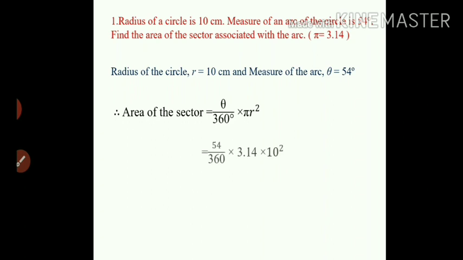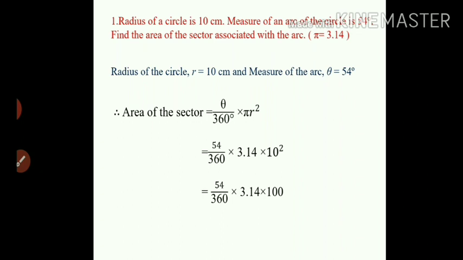You see, I will substitute the value. Theta is given 54 upon 360 multiplied by pi is 3.14 multiplied by r square is 10 square. Now see, from here students, you can carry out the simplification in the easiest manner or whatever way you can. See what I am doing first. 54 upon 360 I am writing as it is, multiply by 3.14 as it is. Now 10 square is 100.